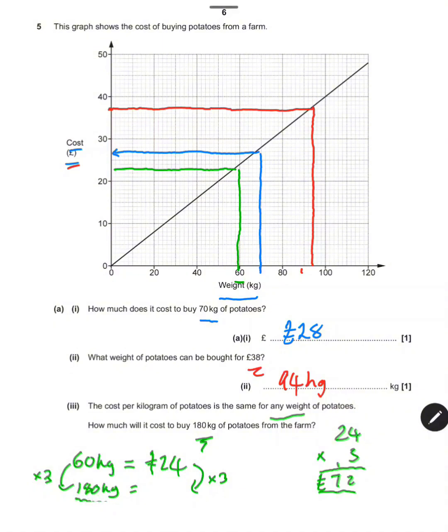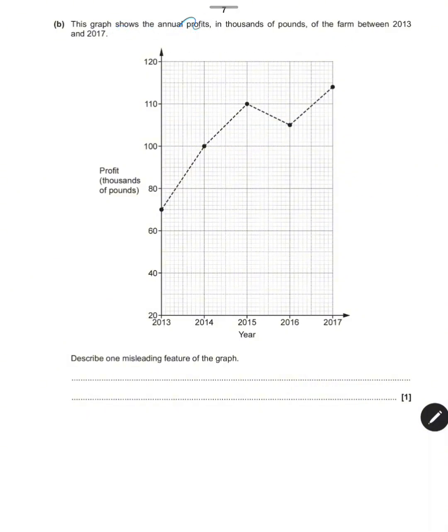for 180 kilograms. Part B says we've got a graph showing annual profits. It's the same form that we looked at in the part A of the question. And it says, what's one misleading feature of the graph? Well, we're just looking for something that's dodgy on this graph. And if we look here, look, 20, 40, 60, 80, 100. Then we go 110 and 120. So we go up in 20s, then we go up in 10s. So we can say something like, you might want to say it's not linear, meaning it's not going up in the same jumps.